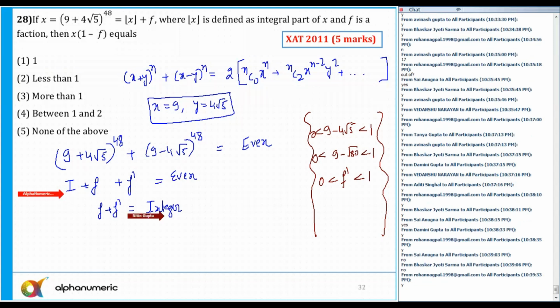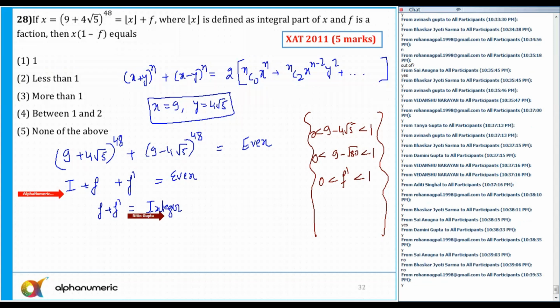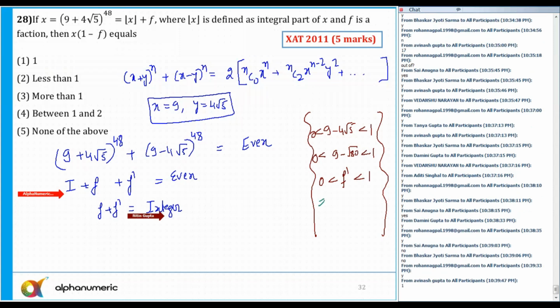And what about the fractional term? Can I say the fractional term in this expansion will also lie in the range 0 to 1? Yes or no? Because in the original equation, integral value of x plus f, the fractional value will always lie in the range 0 to 1. So f lies in the range 0 to 1, and f dash also lies in the range 0 to 1. If I combine these two, can you tell me the value of f plus f dash? Can you say it will lie in the range 0 to 2? Please tell me yes or no.